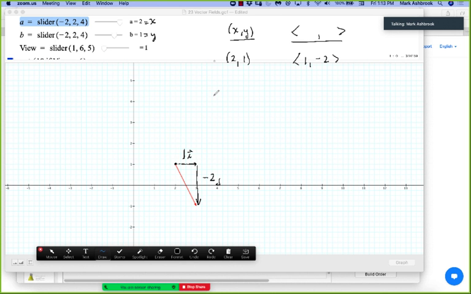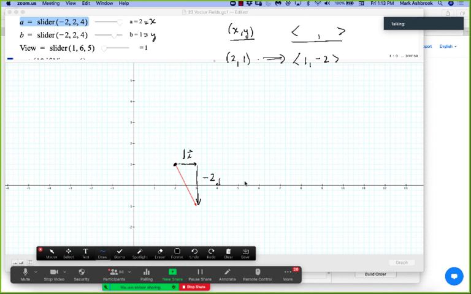So some function that we don't know about, we know one thing about it now, that if you put in x equals 2 and y equals 1, meaning this location, you get this vector, 1, -2. Okay.